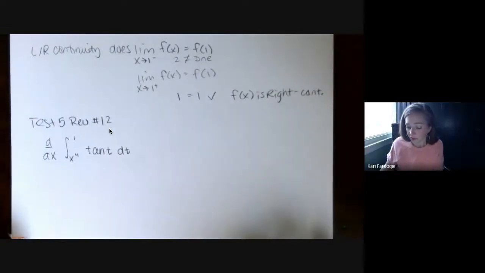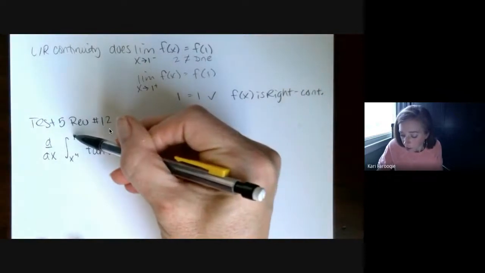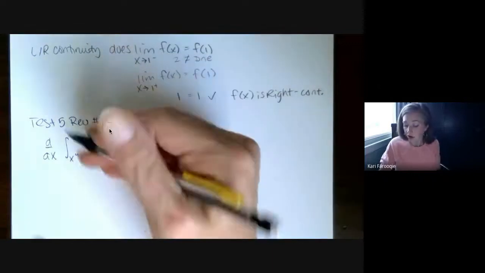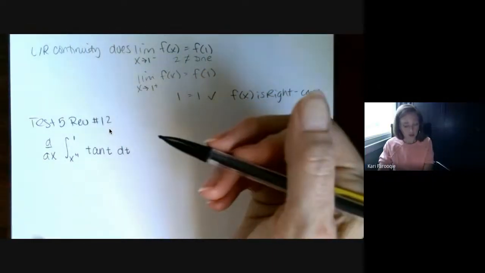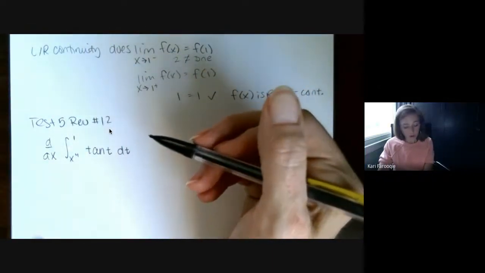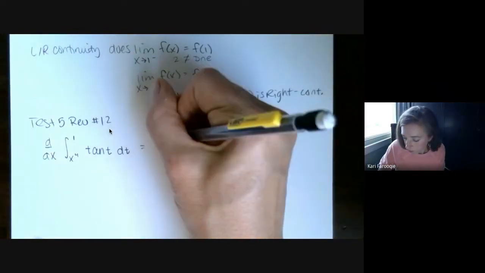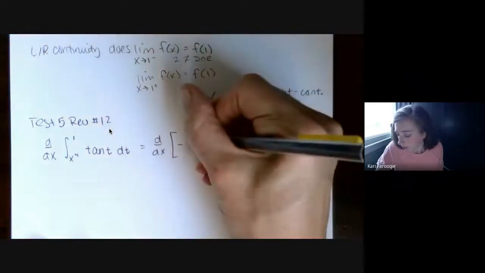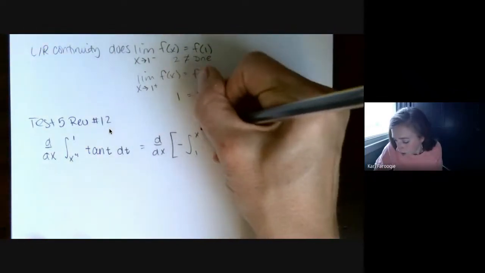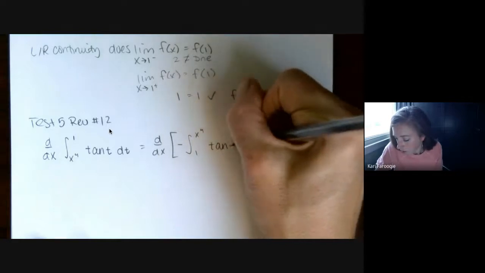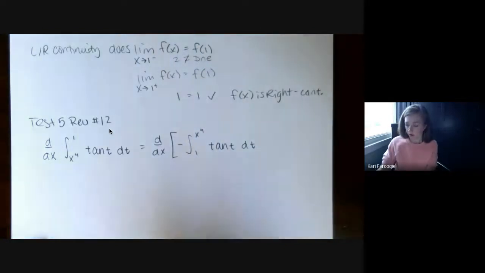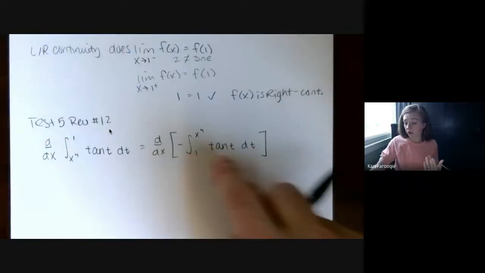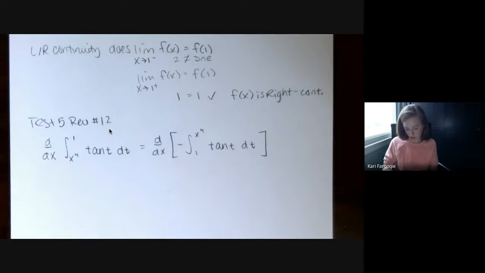So the deal is, because you have the upper limit as a and the lower limit as some function of x, you're going to have to switch those to get them to match our form. So you can rewrite this as the derivative of the negative integral from 1 to x to the fourth of the tangent of t dt. Because remember, if we make the integral negative, we can switch the upper and lower limits of integration.